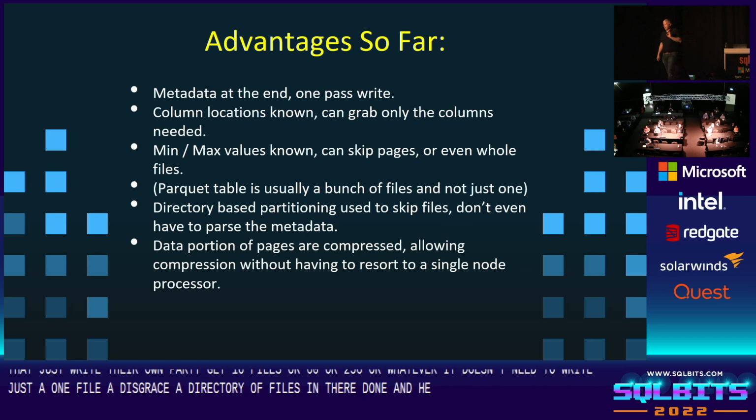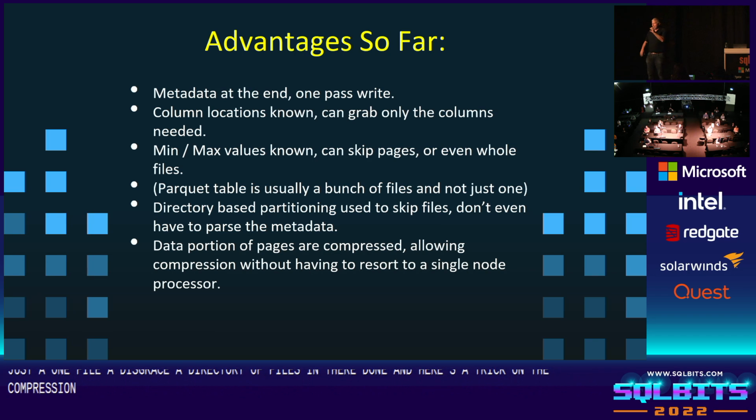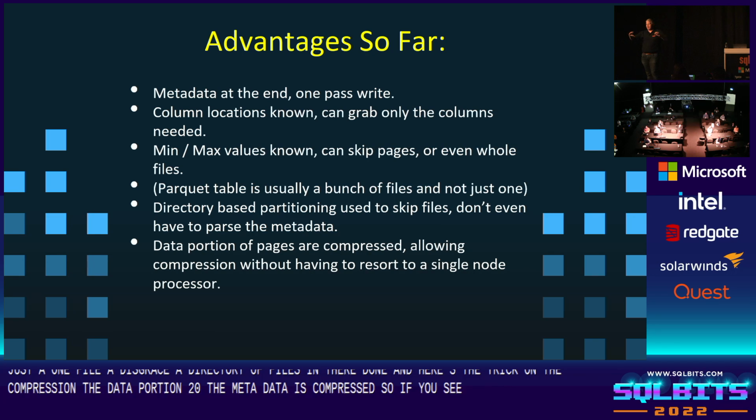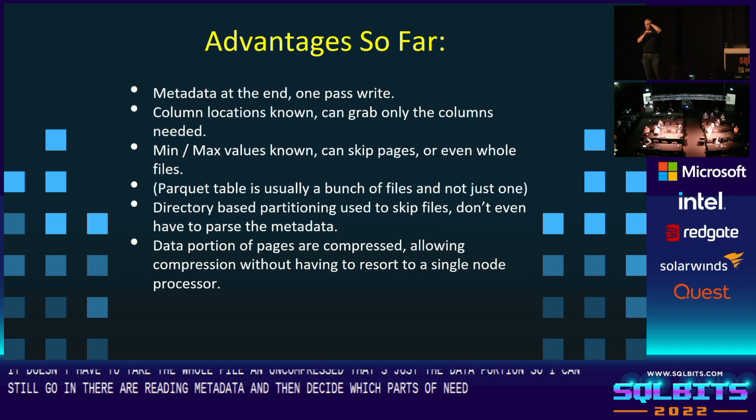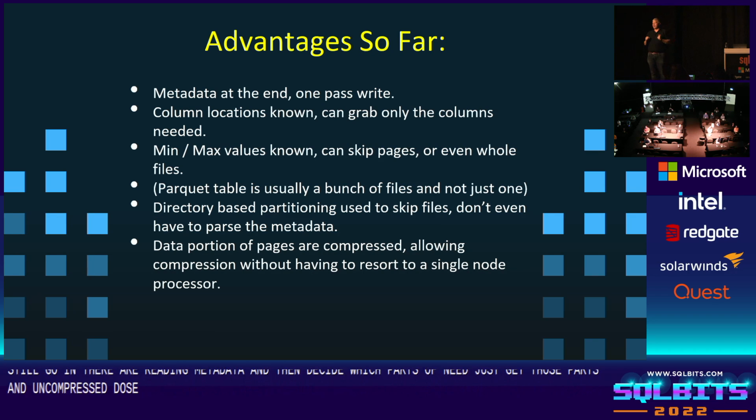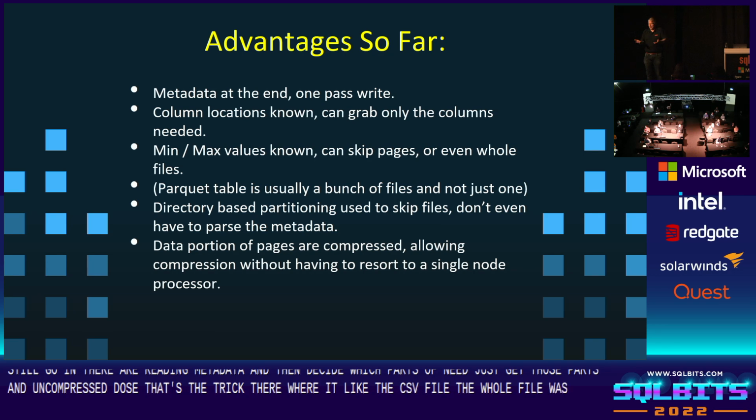And here's the trick on the compression. The data portion, so not the metadata, is compressed. So if you see a gzipped Parquet file, it doesn't have to take the whole file and uncompress it. That's just the data portion. So it can still go in there, read the metadata, and then decide which parts it needs, just get those parts and uncompress those. That's the trick there, where like the CSV file, the whole file was compressed, so it doesn't know what's in it, so it has to uncompress. In Parquet files, it's only the data portion that's compressed. So it can be specific there.